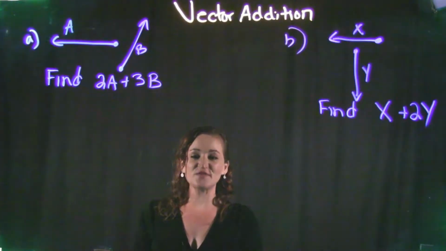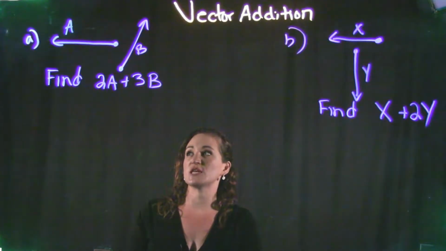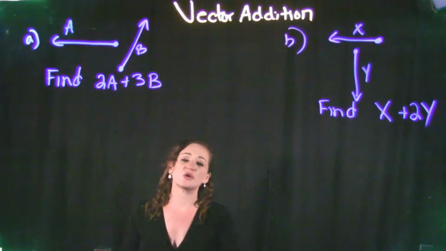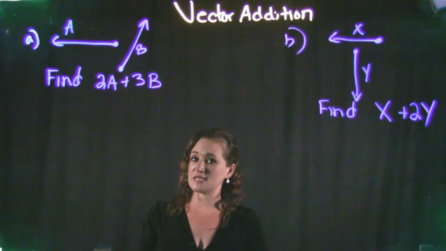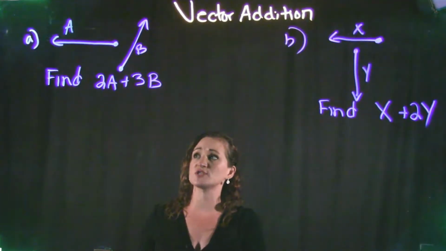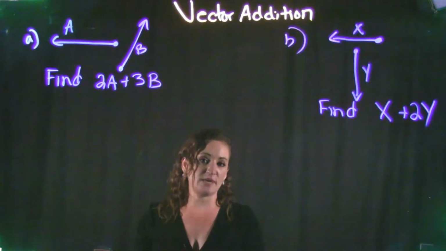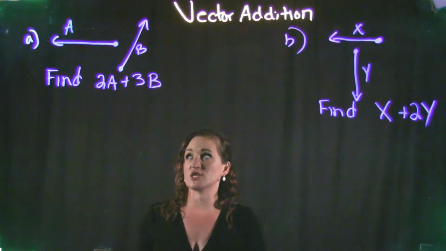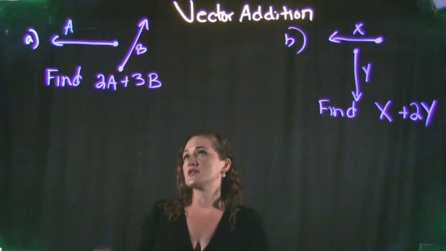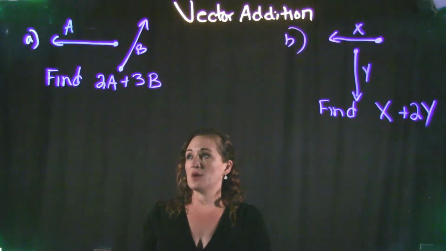Hey guys, so this video is going to deal with vector addition part 2. I have one other video on vector addition, and if you haven't seen it yet, go back and watch that one first. This one is going to deal with when we have a few more pieces added to our vector addition. So example A, we're given vectors A and B.